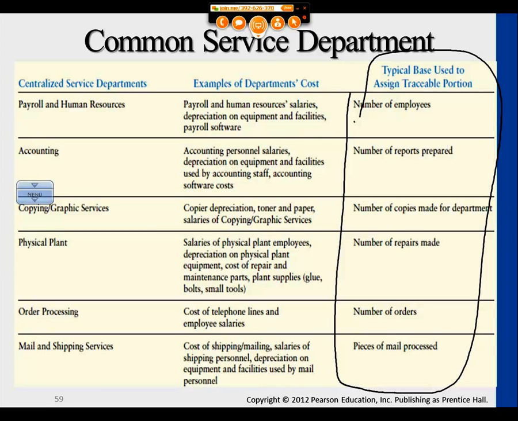So for payroll and human resources, you want to know how many employees there are, right, so that I can correctly identify my costs. Number of reports prepared, number of copies made for departments, and such, for each of the centralized service departments. So let's look at the numbers.